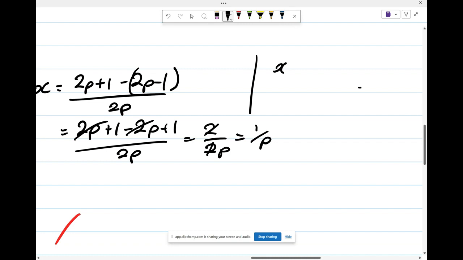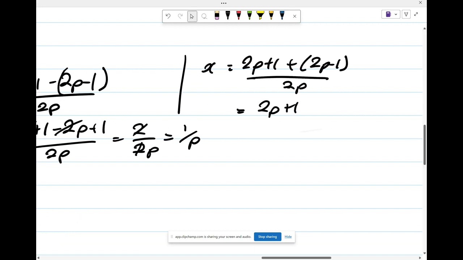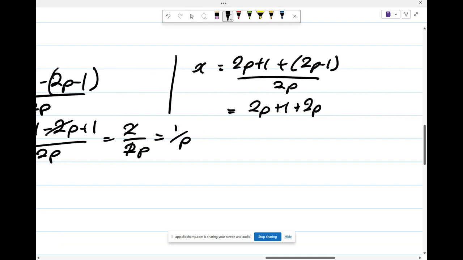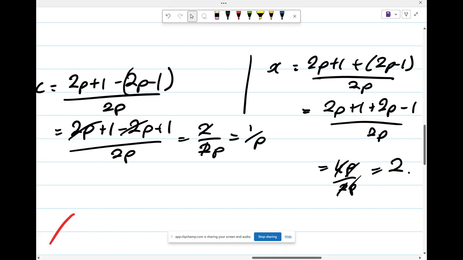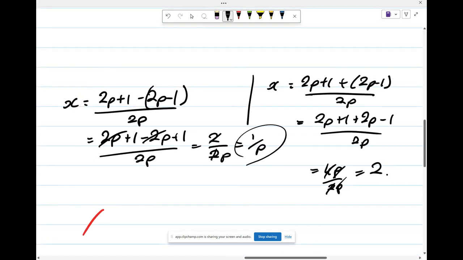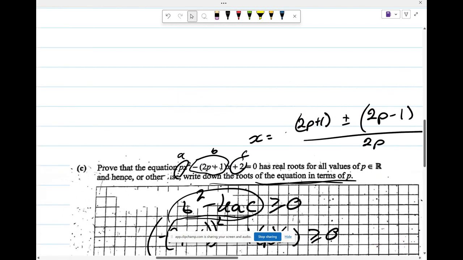Or x could be 2p plus 1 plus 2p minus 1 all over 2p. So that's 2p plus 1 plus 2p minus 1 all over 2p. So that's 4p all over 2p. And so that is 2. So x could be 2 or x could be 1 over p. So these are your roots of this equation here.